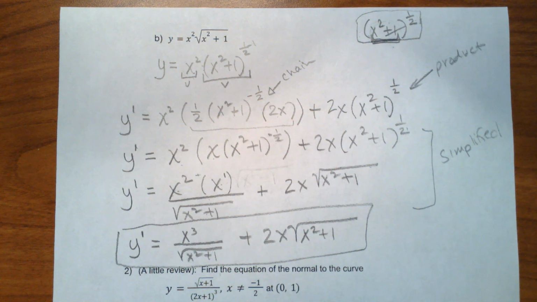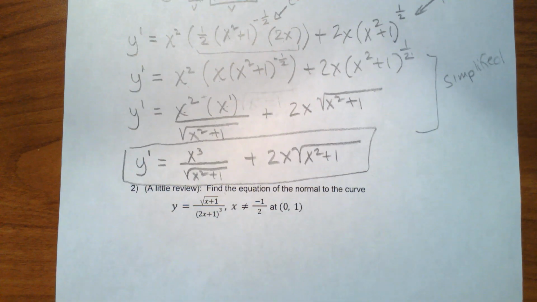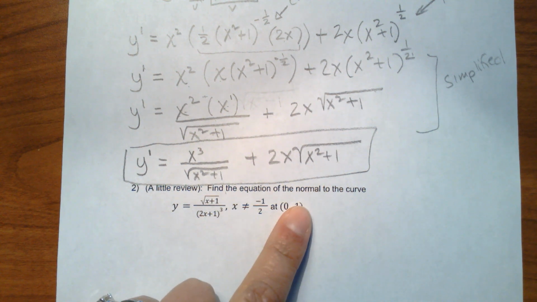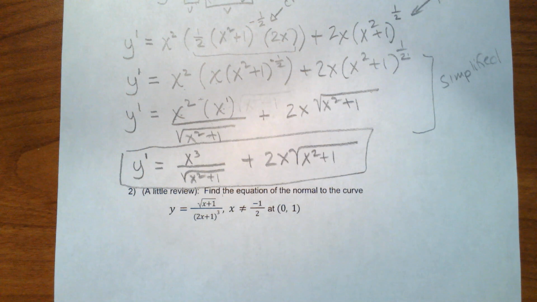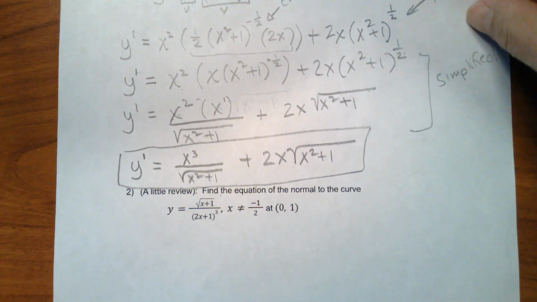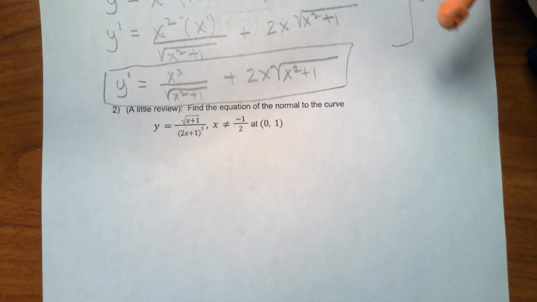Okay, speaking of remembering, let's do a little review for number 2. Number 2 says, this is a little review. We have to find the equation of the normal to the curve. This brings it all together. This is using everything that we've learned from differentiating into one problem. So this is going to be a bigger problem. You might want to take a little break and just make sure that you understand each step.